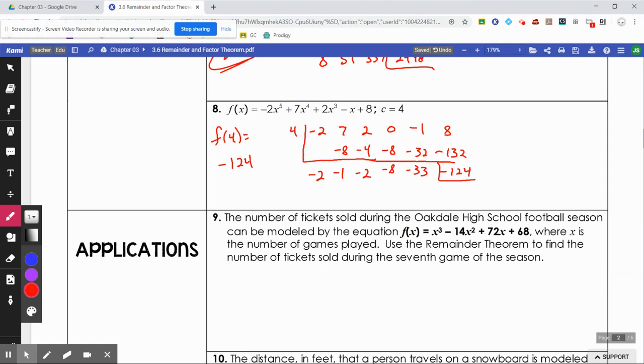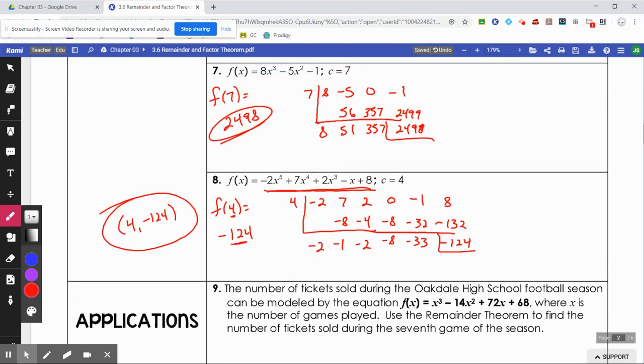Now let me show you another perk of this. If you don't realize it, what you just did is plug 4 into this function using synthetic division. Remember what function notation is: inputs and outputs. When you plug 4 into this function, you get -124. So as you work the synthetic division, this is a point on this function.